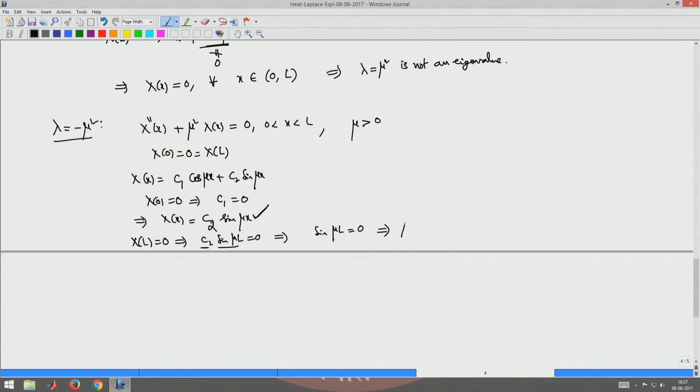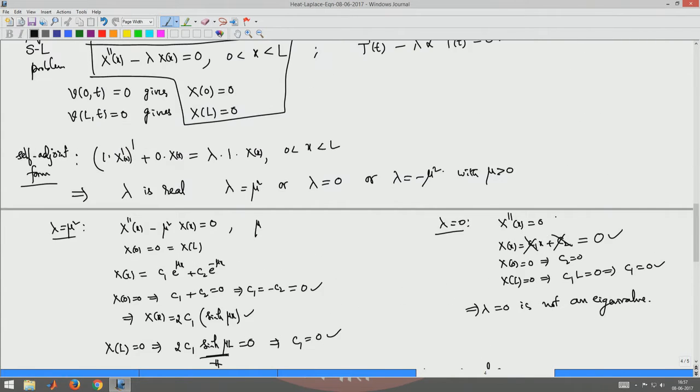So sin mu L is 0 means mu L equal to n pi. Mu is always positive, so n runs from 1, 2, 3 onwards. So this implies mu is n pi by L, n is from 1, 2, 3 and so on.